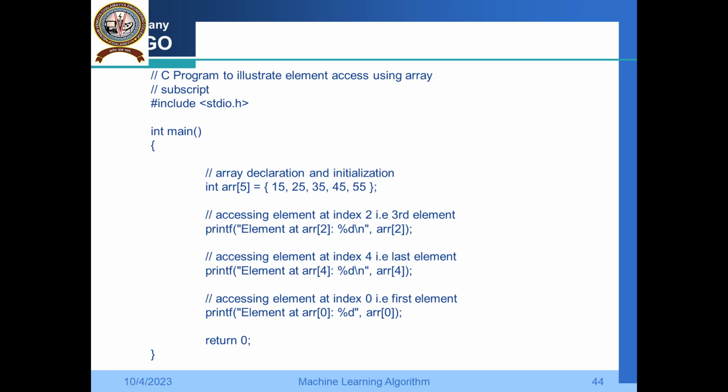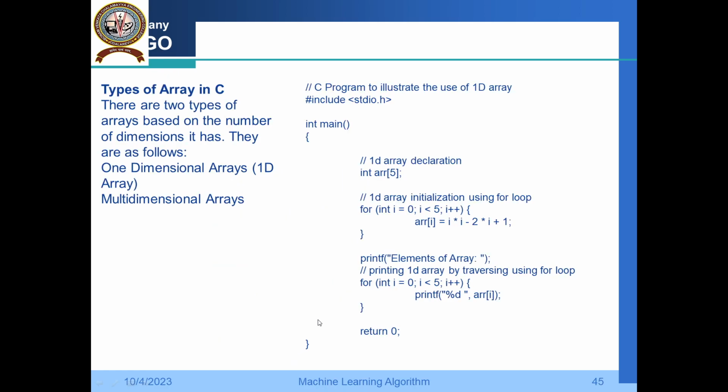So how do you access? You see here. First of all, we declare an integer array, size is 5, 1, 2, 3, 4, 5, all the data is initialized. Then print the elements: array of 2, it should come 35, array of 4, it should come 55, like that you can access, right? Then types of array in C: we have two types. One is the one dimensional array, another is the multi-dimensional array, like 1 dimension, 2 dimension, 3 dimensions.